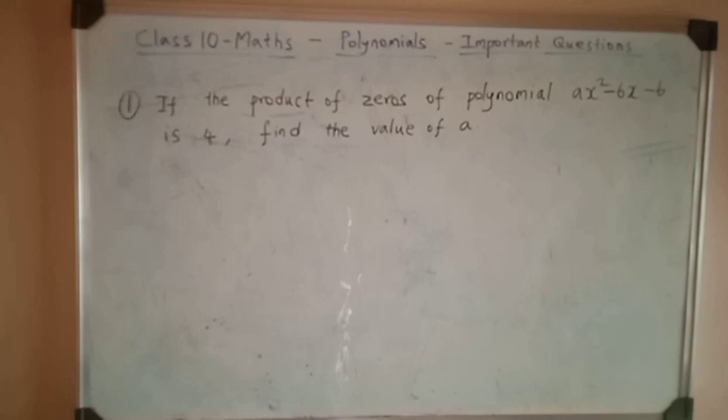In this video we are going to see 5 more important questions in the polynomial chapter. Already we have solved 10 important questions in the previous 2 videos. Let us see one by one. This is the first question. If the product of zeros of polynomial ax square minus 6x minus 6 is 4, find the value of a.